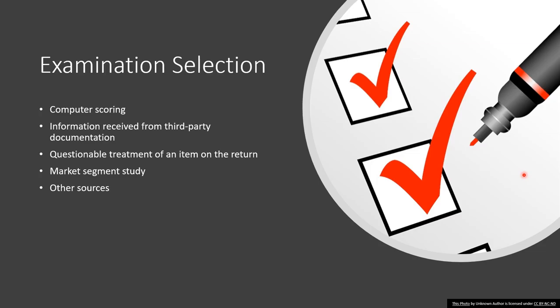In addition, a return may be selected as a result of information received from other sources on potential non-compliance with the tax laws or inaccurate filing. This information can come from a number of sources, including newspapers, public records, and individuals. The information is evaluated for reliability and accuracy before it is used as the basis of an examination or investigation.